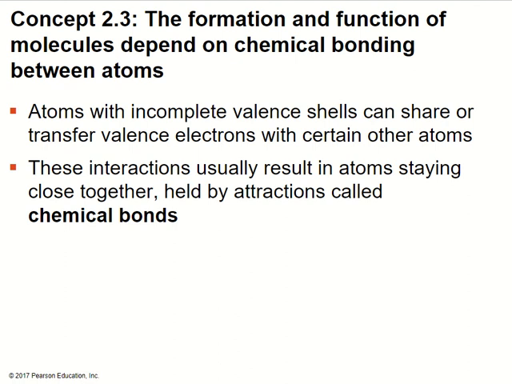The formation and function of molecules depends on chemical bonding between atoms. Atoms with incomplete valence shells can share or transfer valence electrons with certain other atoms. Sharing forms covalent bonds, transfer forms ionic bonds. These interactions usually result in atoms staying close together, held by attractions called chemical bonds.